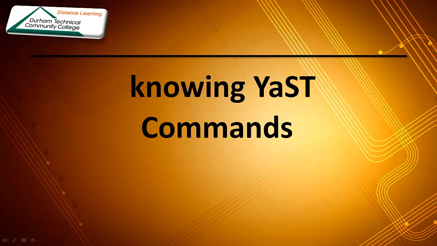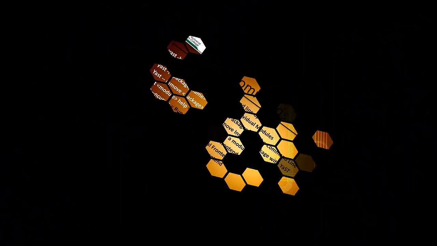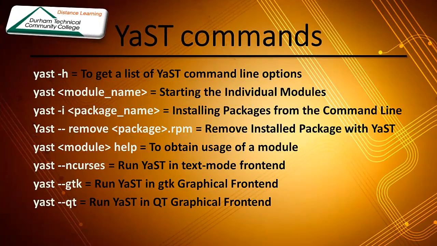In addition, let's take a look at some of the mostly used YaST commands. yast -h is to get help. yast with the module name will start individual modules. yast -i with the package name will install packages. yast --remove with the package.rpm will remove installed packages. yast with the module name help will obtain specific help.